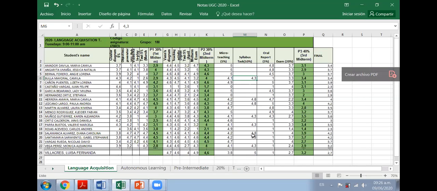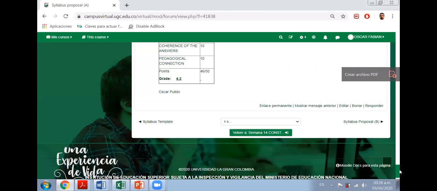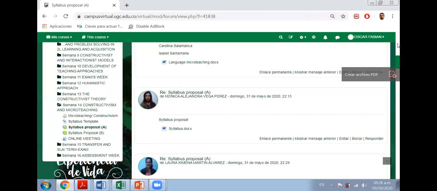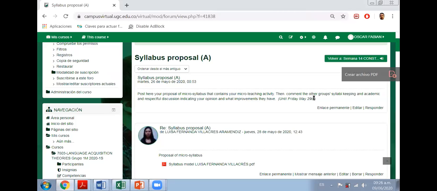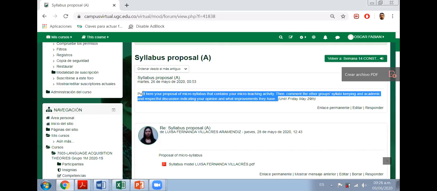No. Okay. Quickly. The instruction says you're going to have a grade valid when I see you commenting at least 2. Bueno, la subida fue hasta el 29. But you can continue this week. You see? Comment to the other group, syllabi. Syllabi is el plural de syllabus. Syllabi, keeping it academic and respectful.